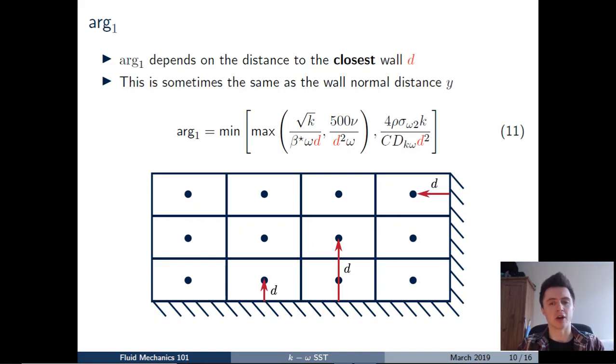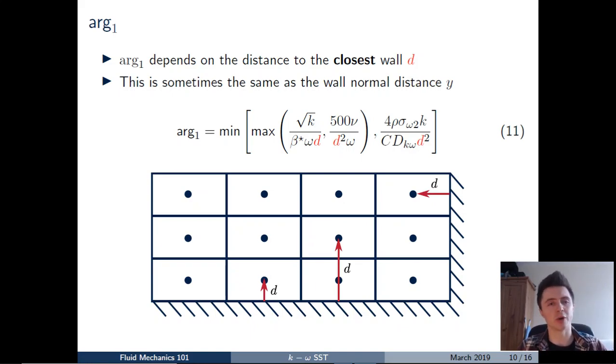Then we can evaluate the argument, and as we see there, if d is small, that means we're close to the wall, so arg1 is going to be very large, and from the previous slide that means that f1 is going to tend towards 1, and we're going to get the k omega model when d is small. So we're reproducing the exact behavior that we want.